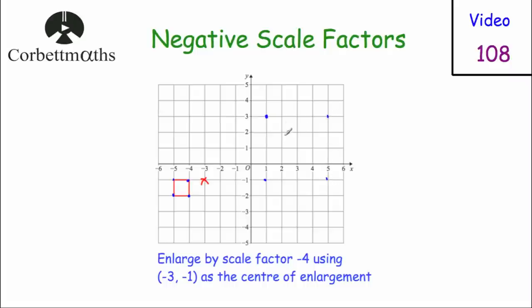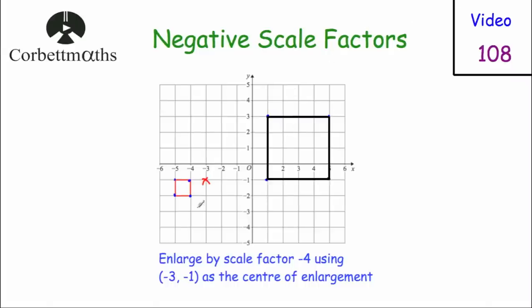So we've now got our 4 points, we just need to join them up. And that's it, we've enlarged this square by scale factor -4 using -3, -1 as the center of enlargement. And whenever you're enlarging by negative scale factors, it's enlarged, but it goes in the opposite direction.